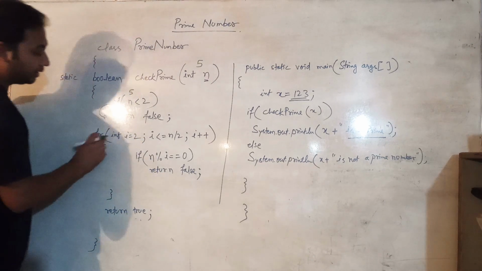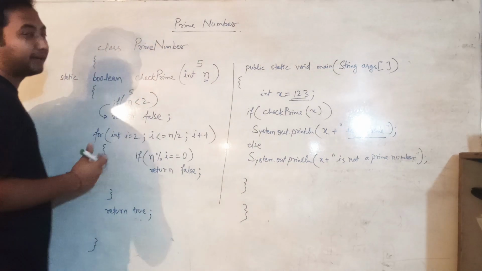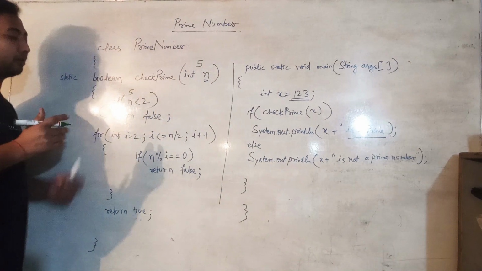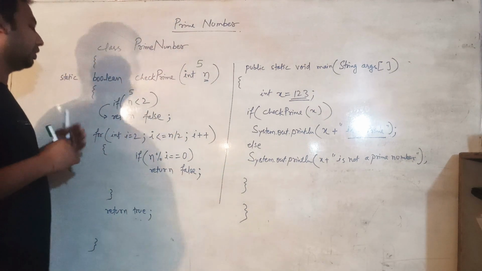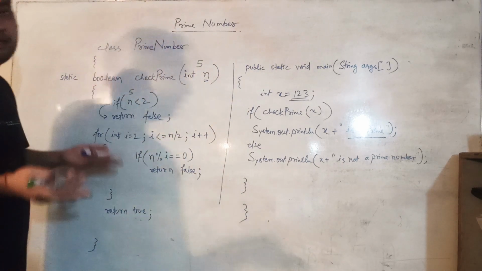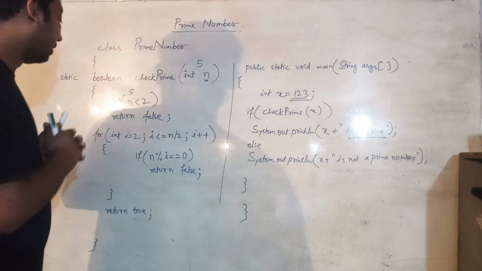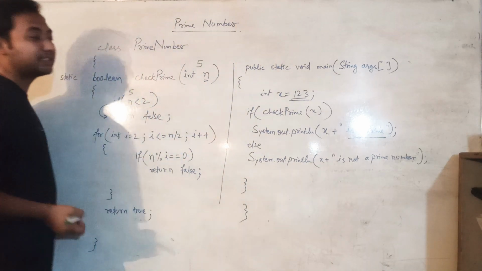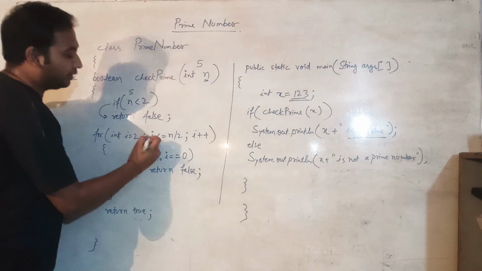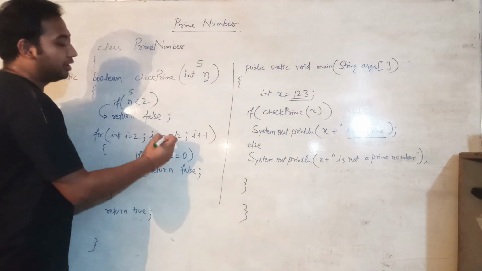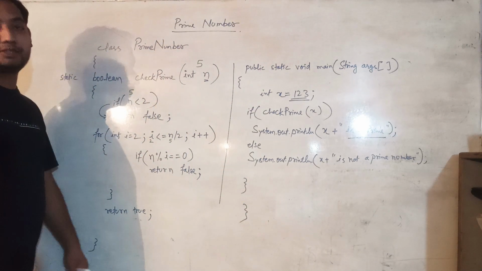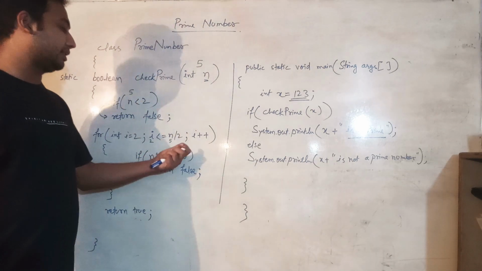Then int i equal to 2, the value of i is 2. We are initializing i with 2. The reason is if we divide the number by 1, it will be of no use, because we know any number can be divided by 1. That's why we will start checking with 2. So the value of i is 2 and the value of n is 5. So how many times will this loop execute? That's why we have put this condition.